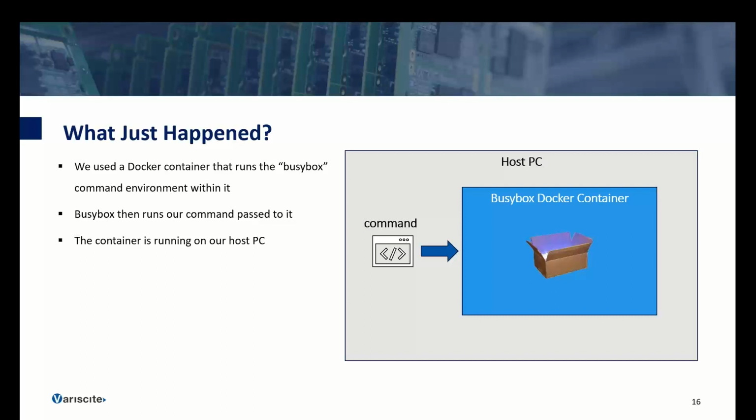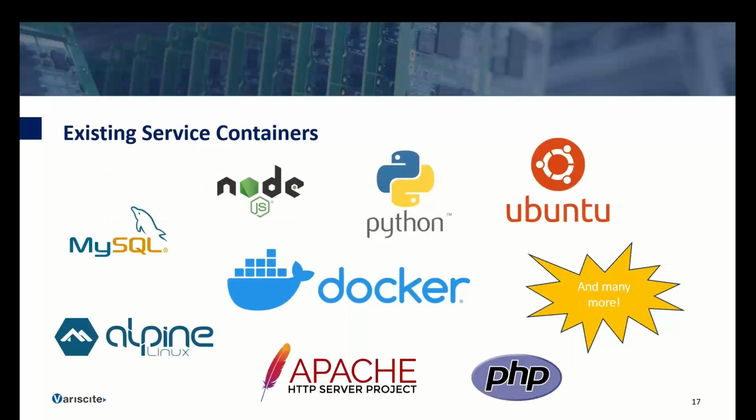So what just happened, just a little diagram here: I didn't have BusyBox installed on my machine. It was actually in a Docker container, but because I had Docker installed, I could run the container and I could pass a command to it. So there are tons of existing Docker service containers available on Docker's registry publicly. And these are just a couple of popular ones that I chose to display here, like Ubuntu and Python and Alpine, but there are many out there that you can just grab right off the internet.